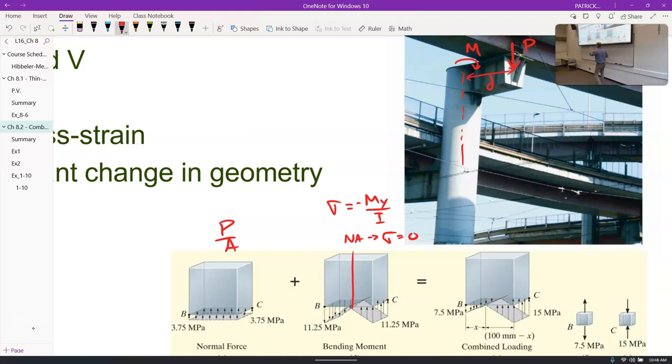You get the combined effect from axial, P over A, and bending, My over I. You just add them together, because these are like forces. These are both forces that are acting perpendicular to the cross-section. Look at this left edge: we've got a compressive force and a tension force. So on this outer edge on the left, we subtract the compressive force from the tension force to get the net force acting. The net force is going to be tension because it's greater, but it's going to be less magnitude.